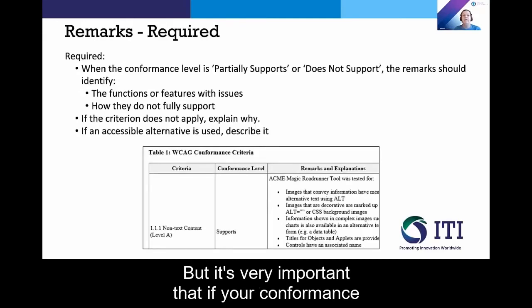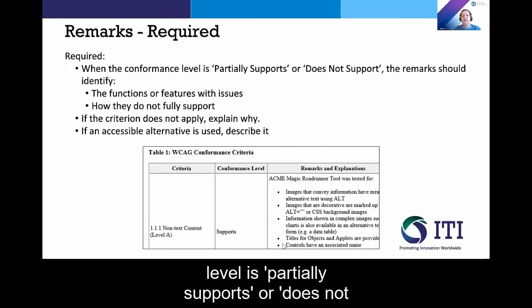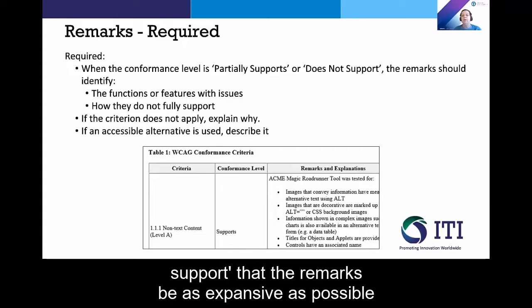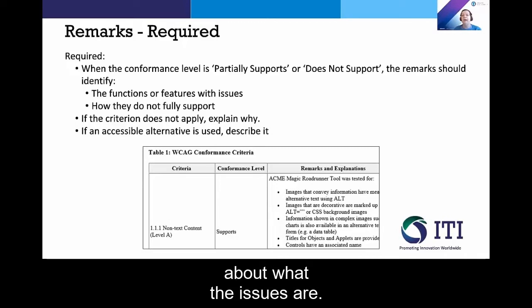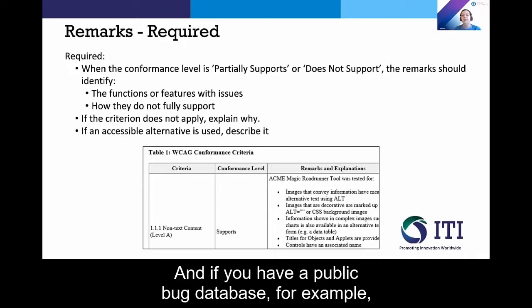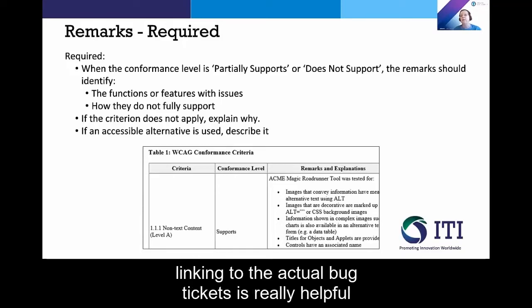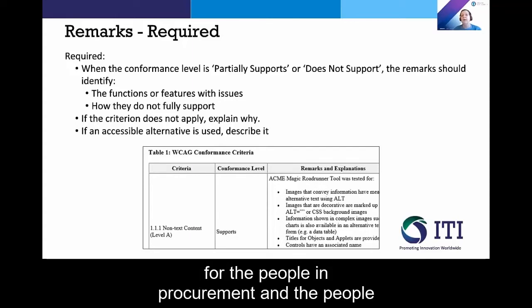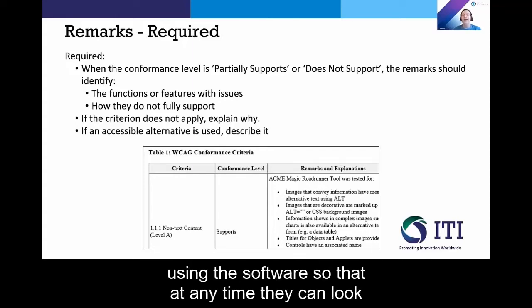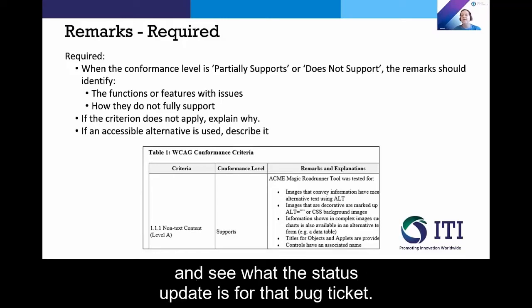But it's very important that if your conformance level is partially supports or does not support, that the remarks be as expansive as possible about what the issues are. And if you have a public bug database, for example, if this is an ACR for an open source product, linking to the actual bug tickets is really helpful for the people in procurement and the people using the software so that at any time they can look and see what the status update is for that bug ticket.